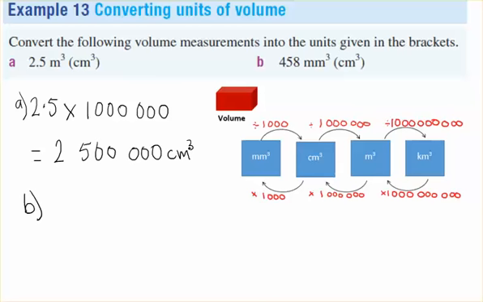Let's have a look at B. Now with B, we're going from a smaller unit to a larger unit, so we're going to have to divide. So we write 458. Now we're going to divide. And we're going from cubic millimeters to cubic centimeters. So we're going to divide by 1,000. And when we do that, it becomes 0.458 cubic centimeters.